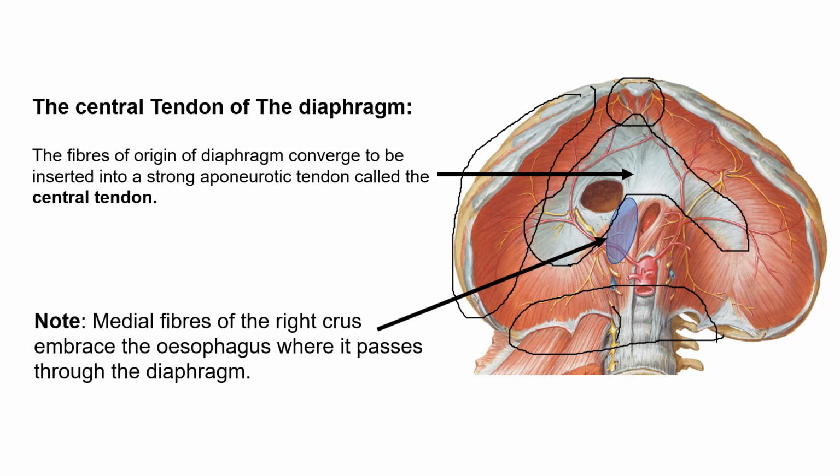This is the right crus of the diaphragm. We can see its medial fibers converging and rotating around the esophageal opening. This is the esophageal opening of the diaphragm. So it will embrace the esophagus when it is passing through the diaphragm at this area, acting as a sphincter around the lower part of the esophagus at its gastroesophageal junction.